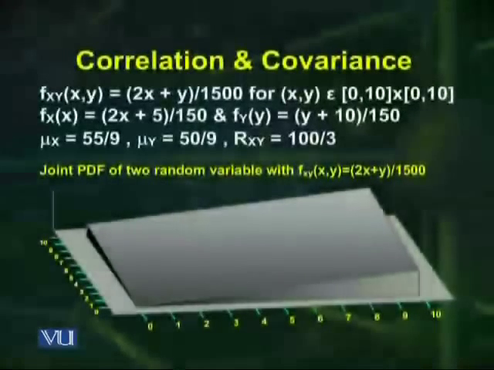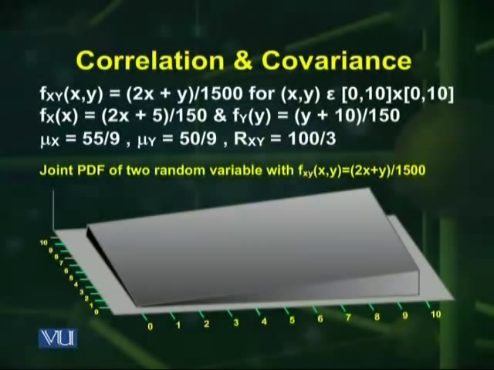These densities are defined for x extent which starts from 0 and ends at 10, and the marginal density of y is also defined for y extent which starts at 0 and ends at 10. If you use these marginal densities to find the expected values of random variables x and y, you can certainly do so. It's very simple, and the value that you get for mu x, that is expected value of random variable x, is 55 over 9, and expected value of y is 50 over 9.